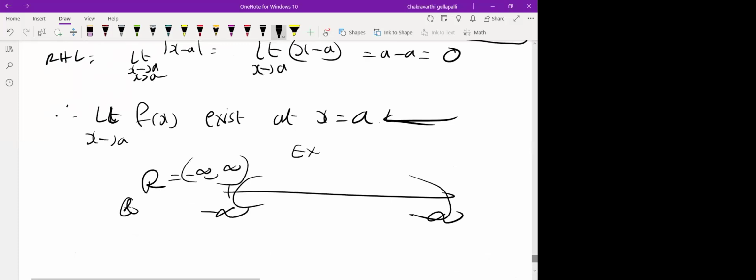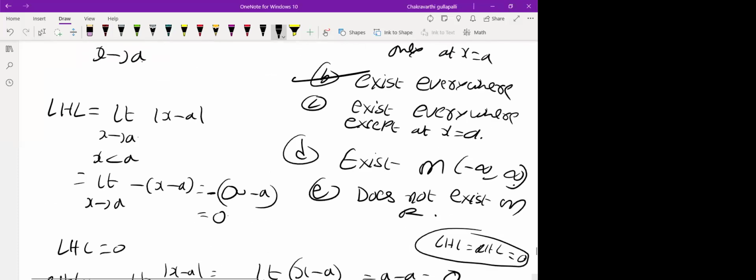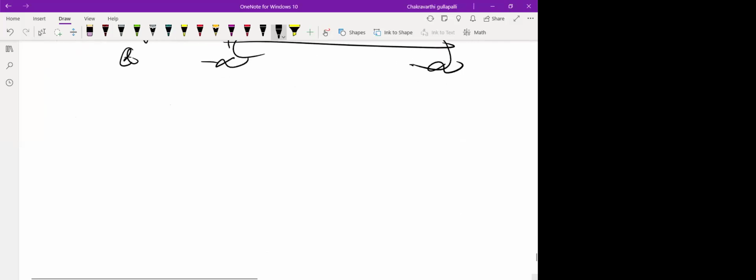Exist everywhere. Everywhere on the number line, everywhere. So for all x belonging to this, what we can conclude is exist on R. You can also say exist on R. This is also correct. So exist everywhere, correct? Exist on minus infinity to infinity, correct? Exist on R, correct. Okay, questions may come like this, so this is for clarity. Now let's see a shortcut.